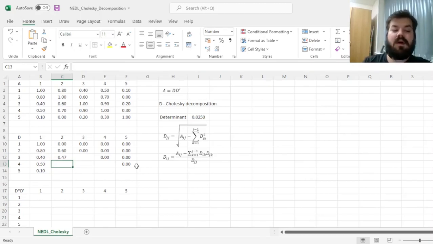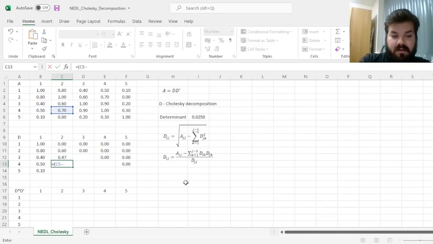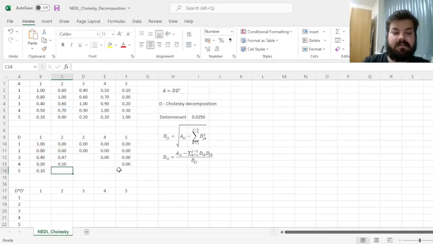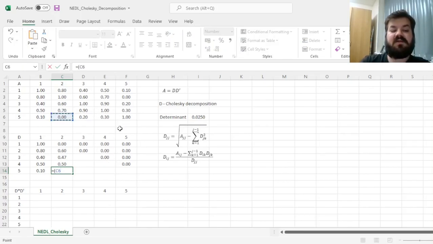Then for the 4, 2 element, we can move a little bit faster. Start with the corresponding element of the input matrix, subtract 4, 1, 2, 1, as that's the element 4, 2 of the new matrix, and divide by the respective element at the diagonal. And finally, the 5, 2 element, well, we start with the 5, 2 element of the original matrix, subtract the product of 5, 1, 2, 1, and divide by the 2, 2 element that is straight at the diagonal of the decomposition matrix.